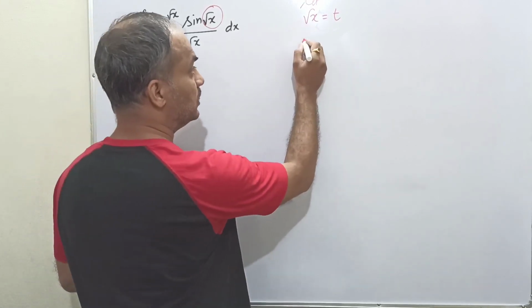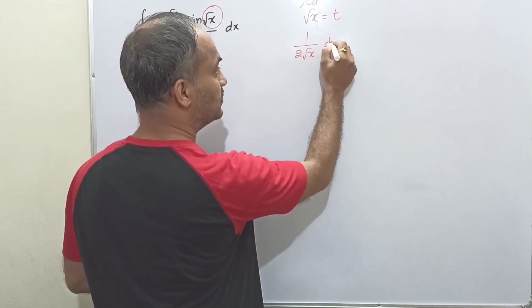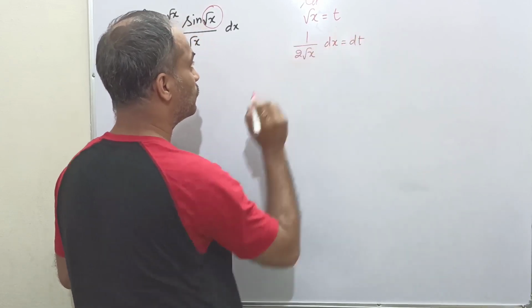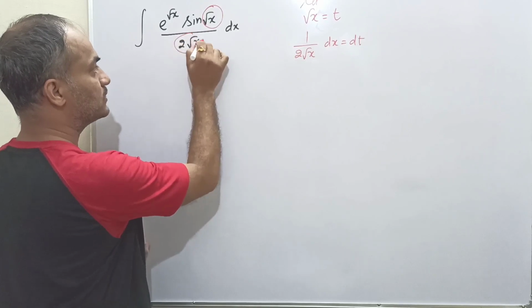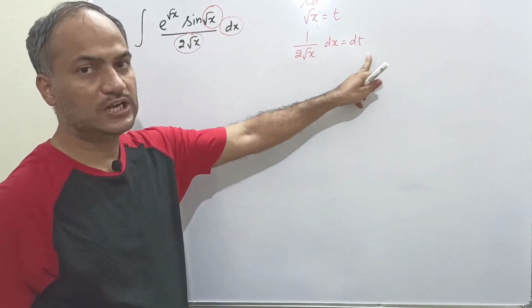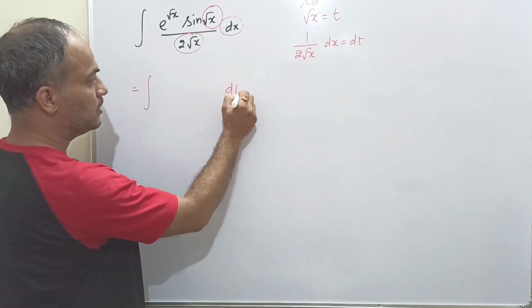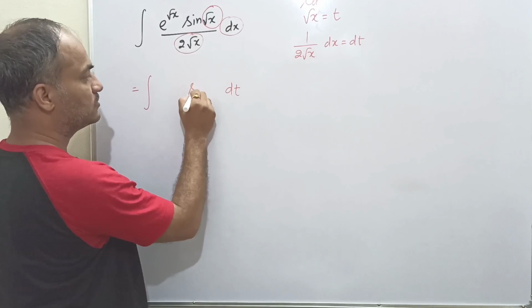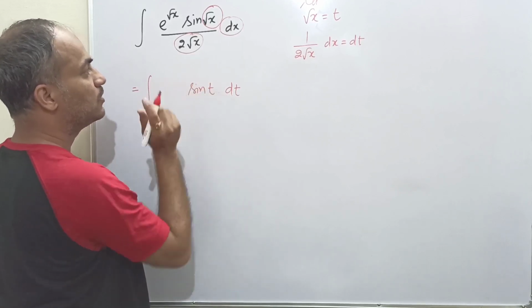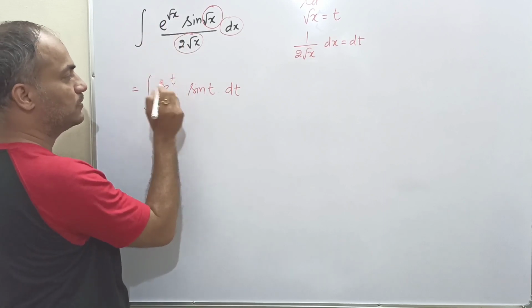When we differentiate it, we get 1 upon 2 root x dx is equal to dt. So we have 2 root x, we have dx, so these two terms will give us dt. So this integration will become integral of sine t dt, and e to the power root x means e to the power t.